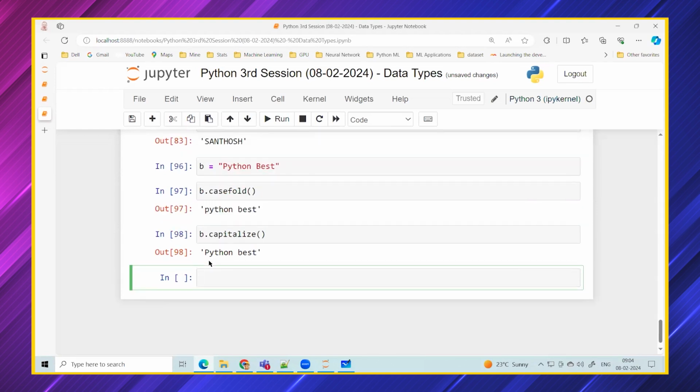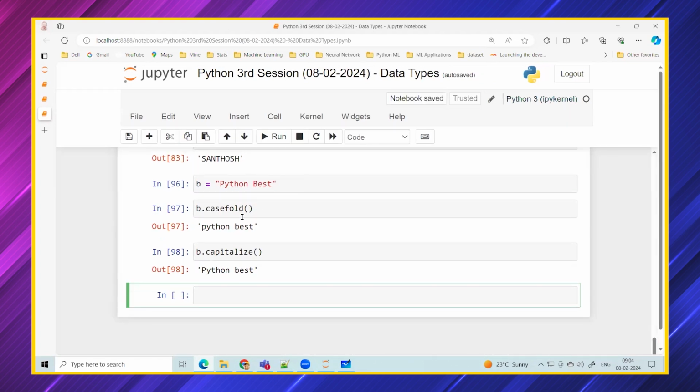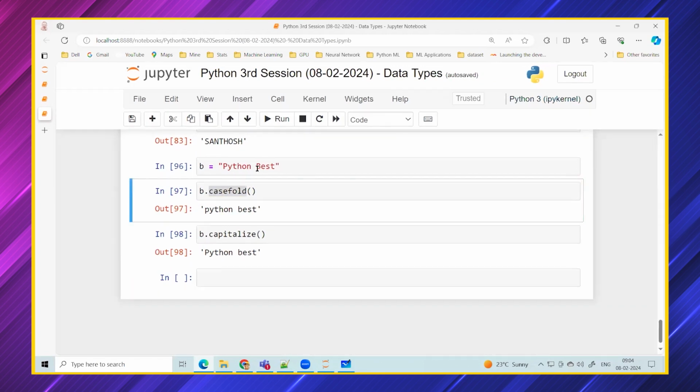So can you tell me what is the difference between casefold and capitalize? Casefold will convert all the letters to lowercase. Capitalize only converts the first letter to capital. Yeah. So basically capitalize is taking only the first letter.